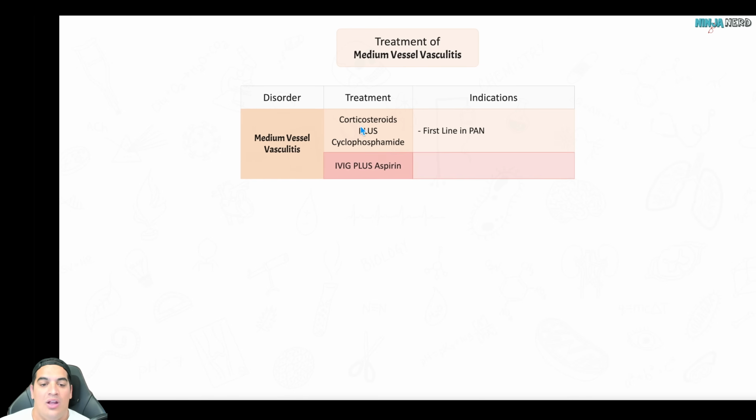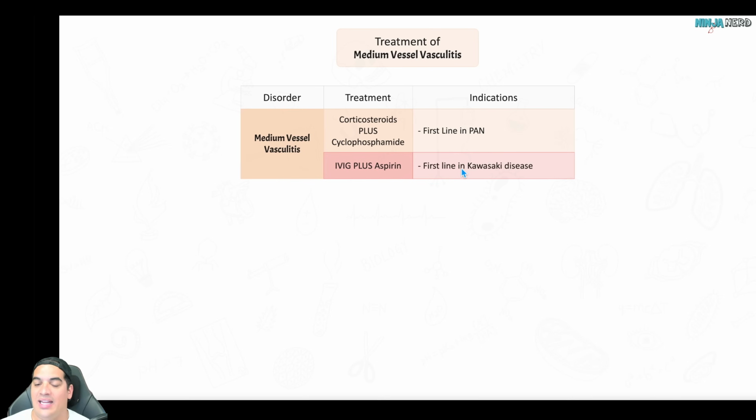All right. For IVIG plus aspirin, you're giving the IVIG to a patient with Kawasaki's to reduce the risk of coronary artery aneurysms and aspirin to reduce inflammation, but more specifically, you're giving it to reduce the risk of thrombosis within those aneurysms, all right?